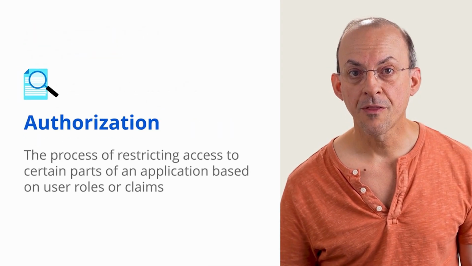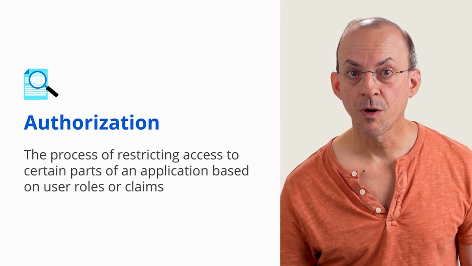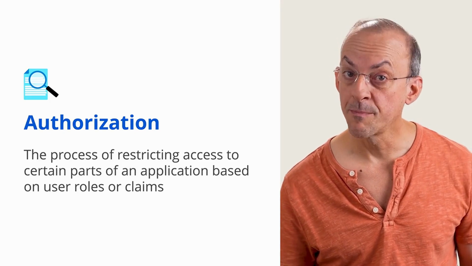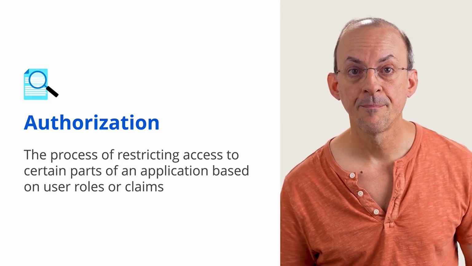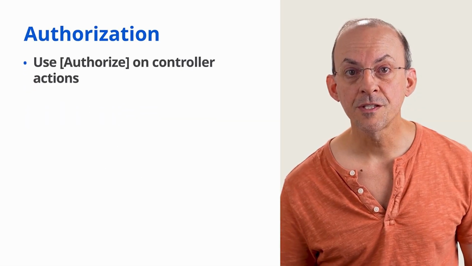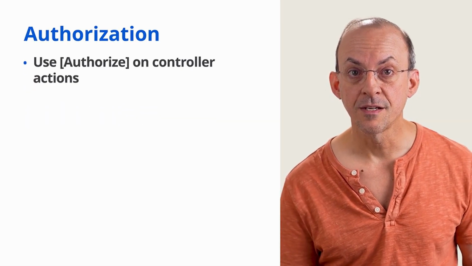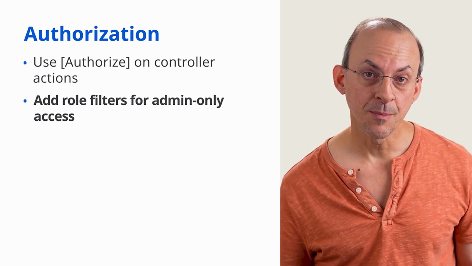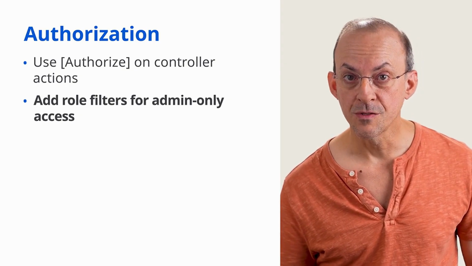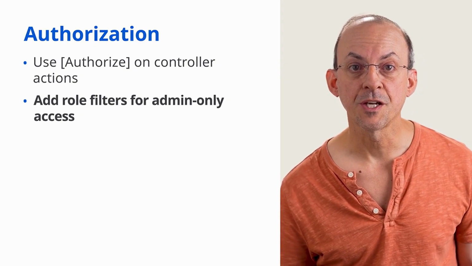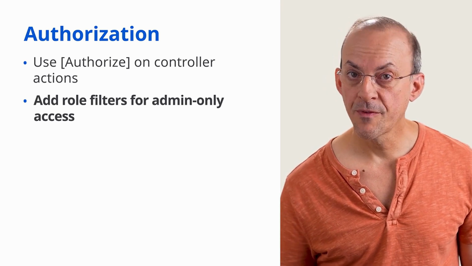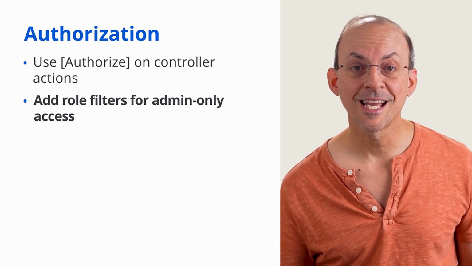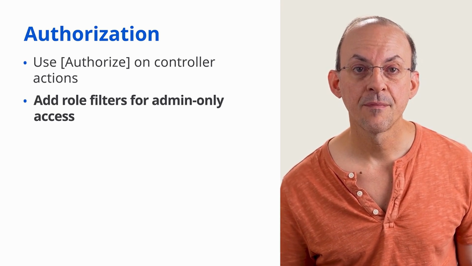You'll also set up authorization, which is part of the process of restricting access to certain parts of an application based on user roles or claims. You'll use authorization attributes to secure sensitive routes. Any method that updates or deletes data should be protected, so only logged-in users or users with specific roles can reach it. This helps prevent unauthorized changes and locks down key parts of your API.